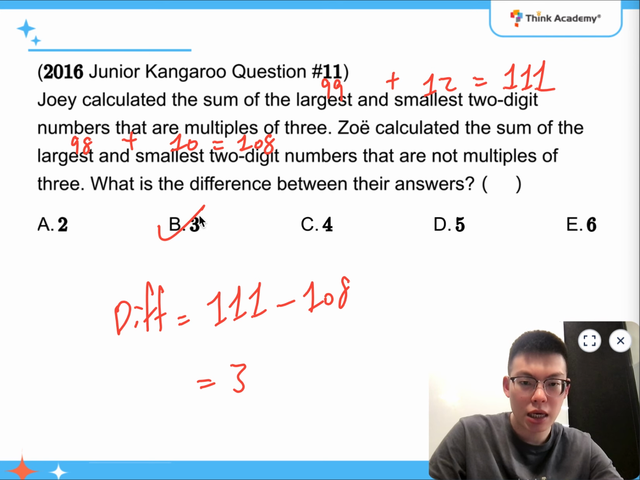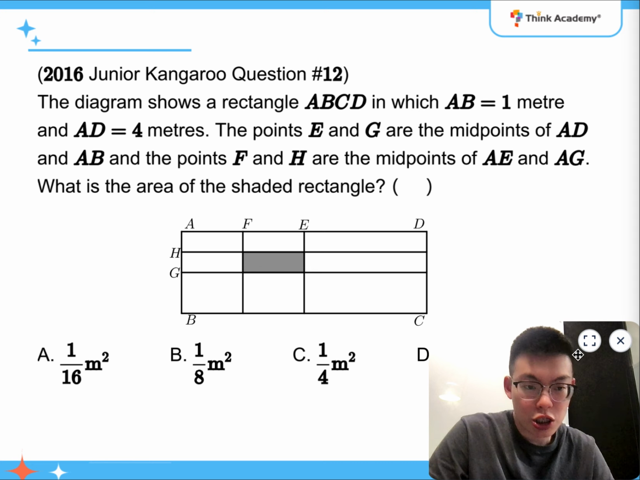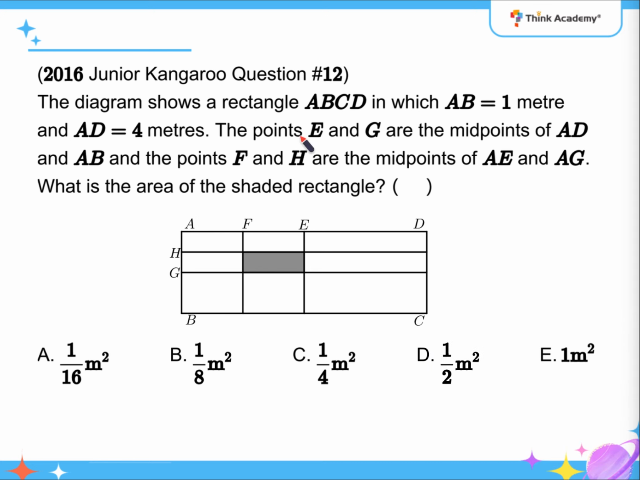Okay? And then question number 12. So let me just hide myself for now. It says that ABCD is shown with AB equals to 1 and AD equals to 4. The points E and G are the midpoints of AD and AB. And then the points F and H are the midpoints of AE and AG. What is the area of the shaded rectangle?